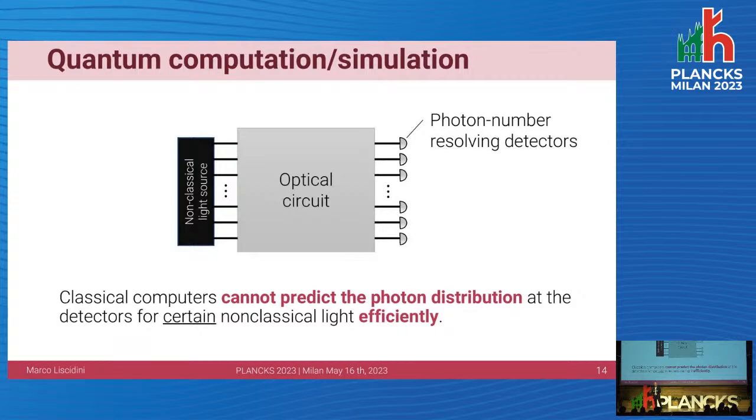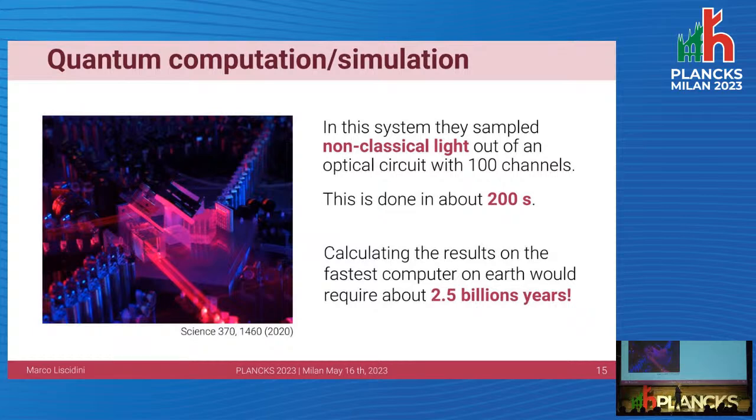Let me give you an example. In 2020, again, Jian-Wei Pan in China, well, they performed this kind of experiment. It's called Gaussian boson sampling. And this is just a detail of the setup. You see some lights going around, some elements, vertical elements. These are just beam splitters and lenses and so on. I'm a theorist, I'm not an experimentalist, okay? And they implement a circuit with 100 channels, and they sample the distribution of photons excited from these 100 channels. And to do that, they take about 200 seconds, okay?